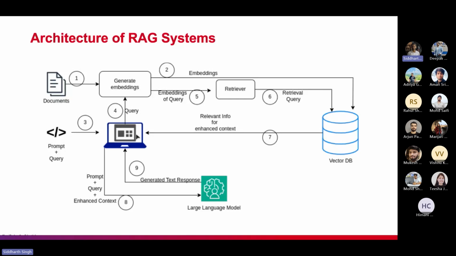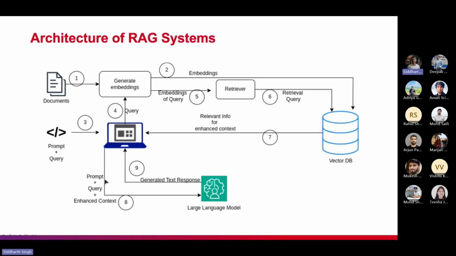These are then forwarded to the large language model along with the prompt or query, and the retrieved information from the vector database works as the context for our large language model. When it has the relevant information about the query, it will generate a more informative and more accurate response, and then the generated text response will be shown to the user. So yeah, that's the basic overview of how RAG systems work.